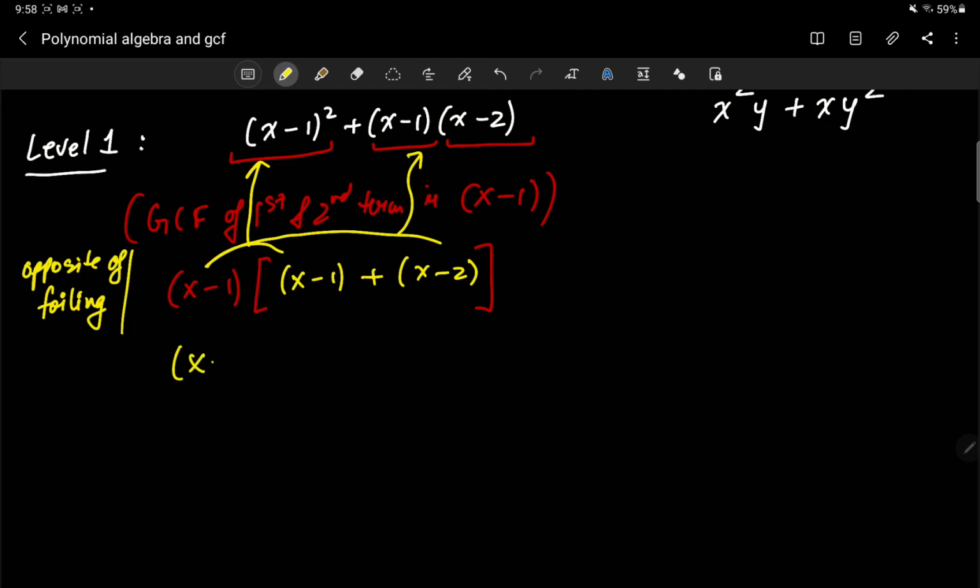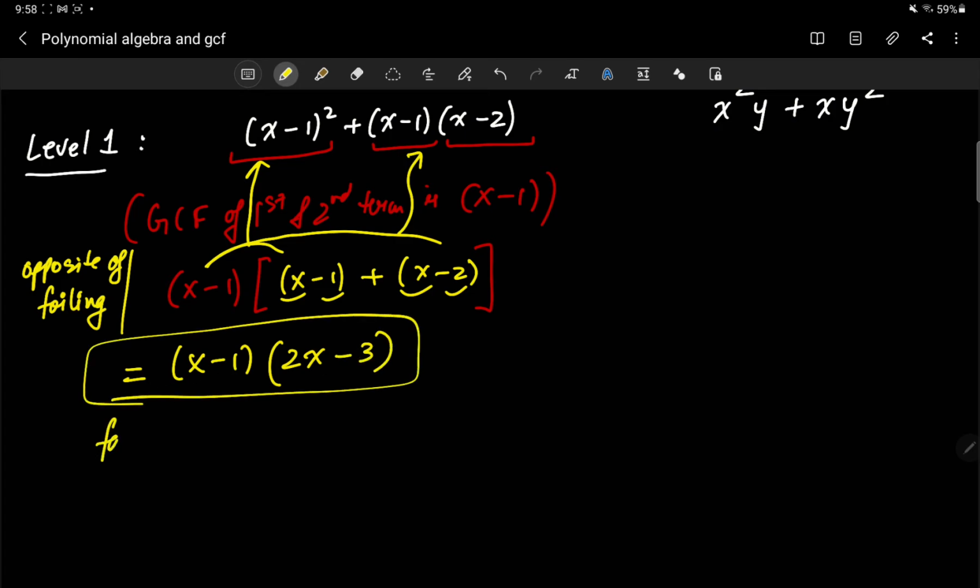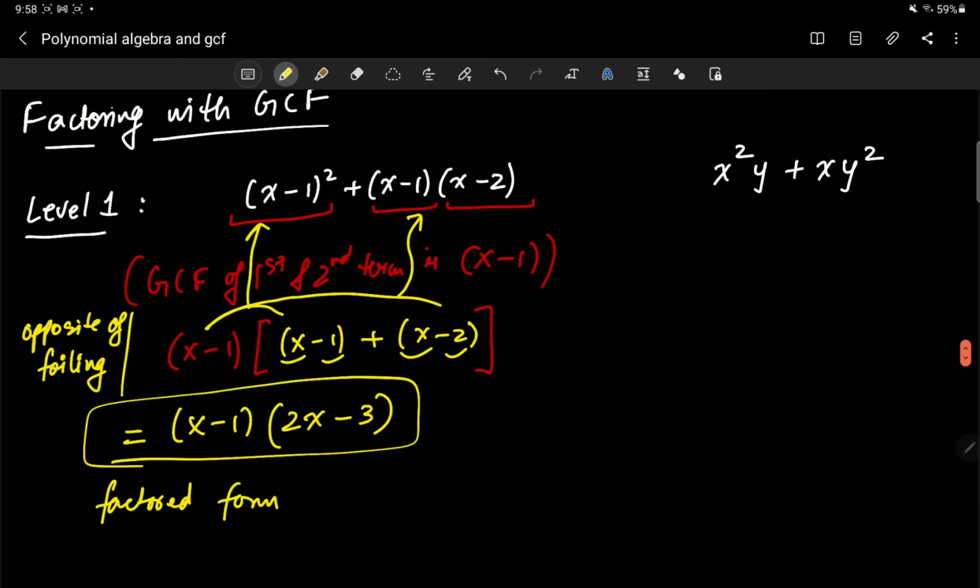So, which further simplifies. So over here we can combine like terms. x plus x is 2x and negative 1 minus 2 is negative 3. So this would be called the factored form. Now it is inherently the same thing as what we started. These are all equal, but it looks nicer because instead of having addition of a bunch of things, now I have a product of two things.